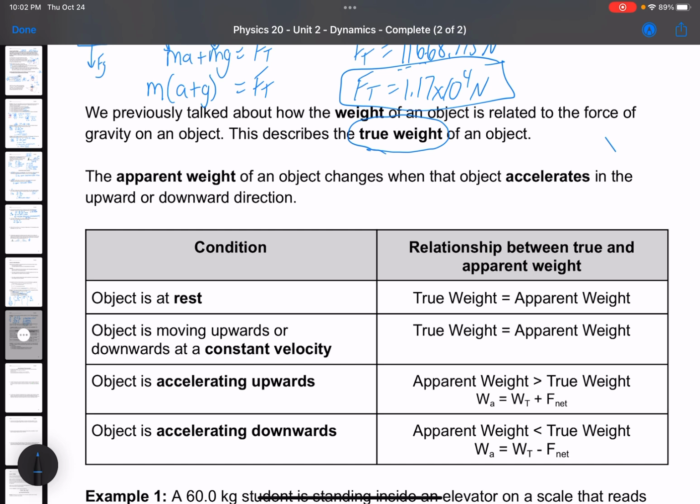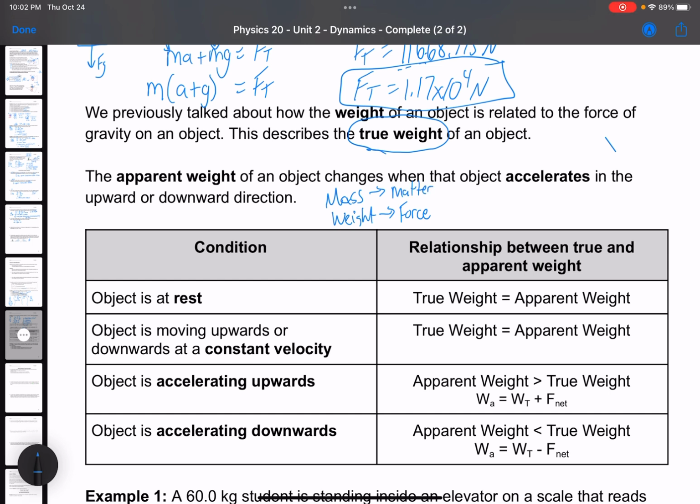So imagine you were on a roller coaster, and you put a scale underneath you and you were sitting on it, and you could see the numbers in between your legs as you were riding the roller coaster. You would see that the number on the scale actually changes. Now remember, there's a difference between mass and weight. Weight is a force, and mass is a measure of matter.